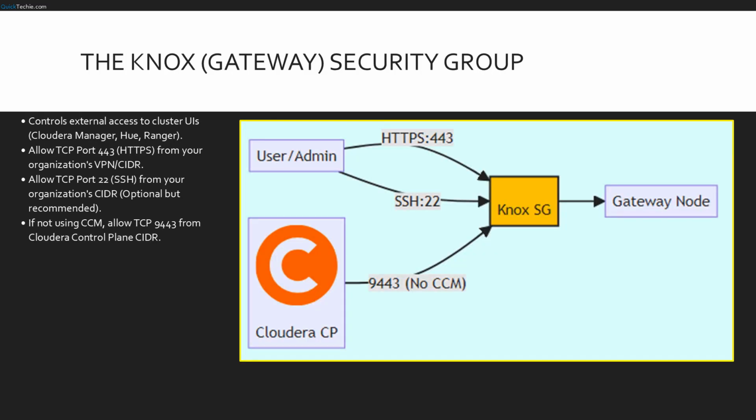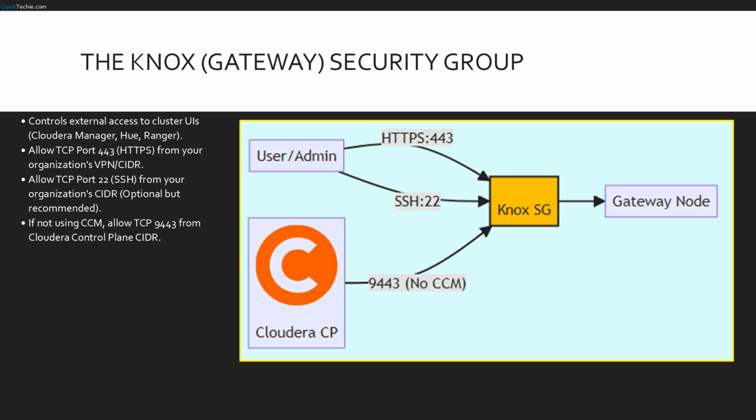Let's zoom in on the NOC security group. Its primary purpose is to allow your users to access the cluster. You must allow inbound TCP port 443. This is for the Apache Knox gateway, which proxies the web UIs for tools like Hue and Ranger. This rule should be restricted to your corporate VPN or specific CIDR ranges. Additionally, port 22 is required if you need SSH access to the nodes. Note that if you are not using the Cluster Connectivity Manager, or CCM, you must also open port 9443 to the Cloudera control plane CIDR so Cloudera can manage the cluster.